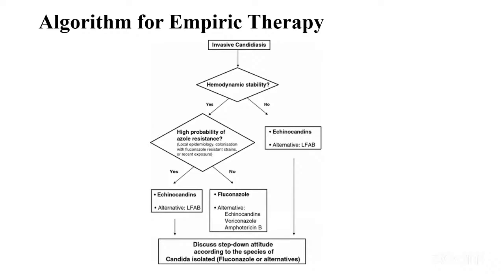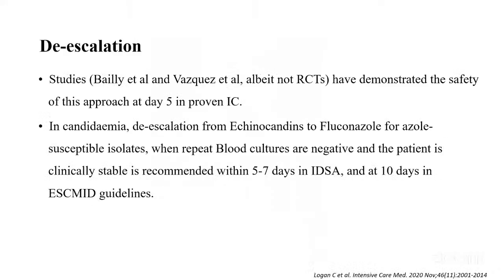If invasive candidiasis is there and the patient is hemodynamically stable, then if probability of azole resistance is present, we have to use echinocandin and amphotericin. If azole resistance is not seen, then fluconazole is the drug of choice. If the patient is not stable, then echinocandin and amphotericin B is the treatment.